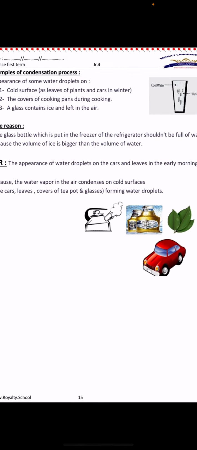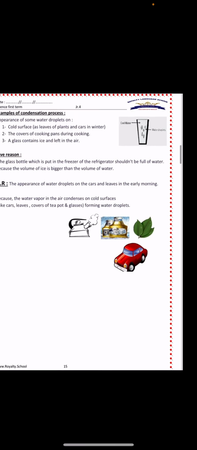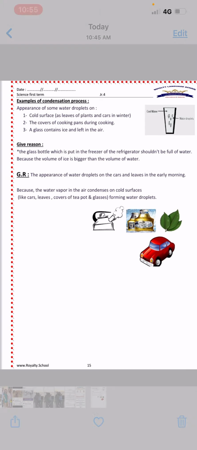The appearance of some water droplets on the covers and leaves in the early morning is because the water vapor in the air condenses on cold surfaces like the covers, the leaves, the covers of teapots and glasses, forming water droplets. Finally, we want to know the most important note in this lesson.